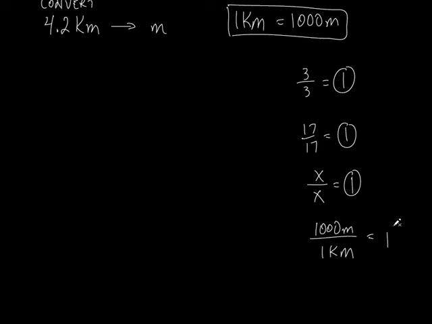1,000 meters over 1 kilometer is equal to what? 1. Okay, it's equal to 1. Just the number 1. Not 1 meter, not 1 kilometer, just the number 1. Everybody clear on that? Yeah. I think that's very important. We got to clear the air on this. Okay? Make sure that we understand that, because what we're going to do really, really depends on understanding what we just did right here.